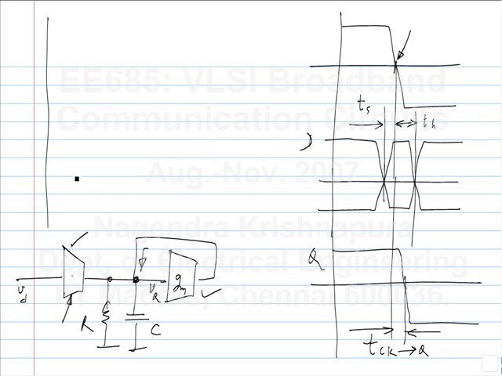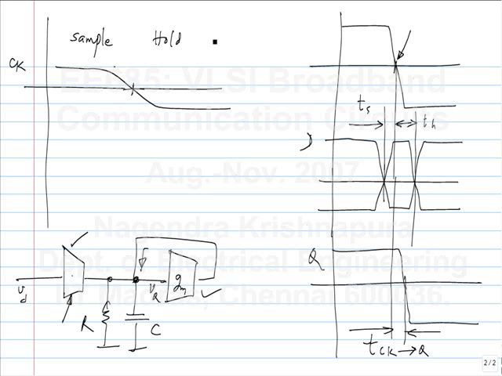I'll discuss this. The problem I was discussing with the hold was, as the clock changes polarity, let me exaggerate its time somehow. So let's say this is the clock. This is supposed to be the sampling phase and this is the hold phase. But during this transition, both differential pairs are active.